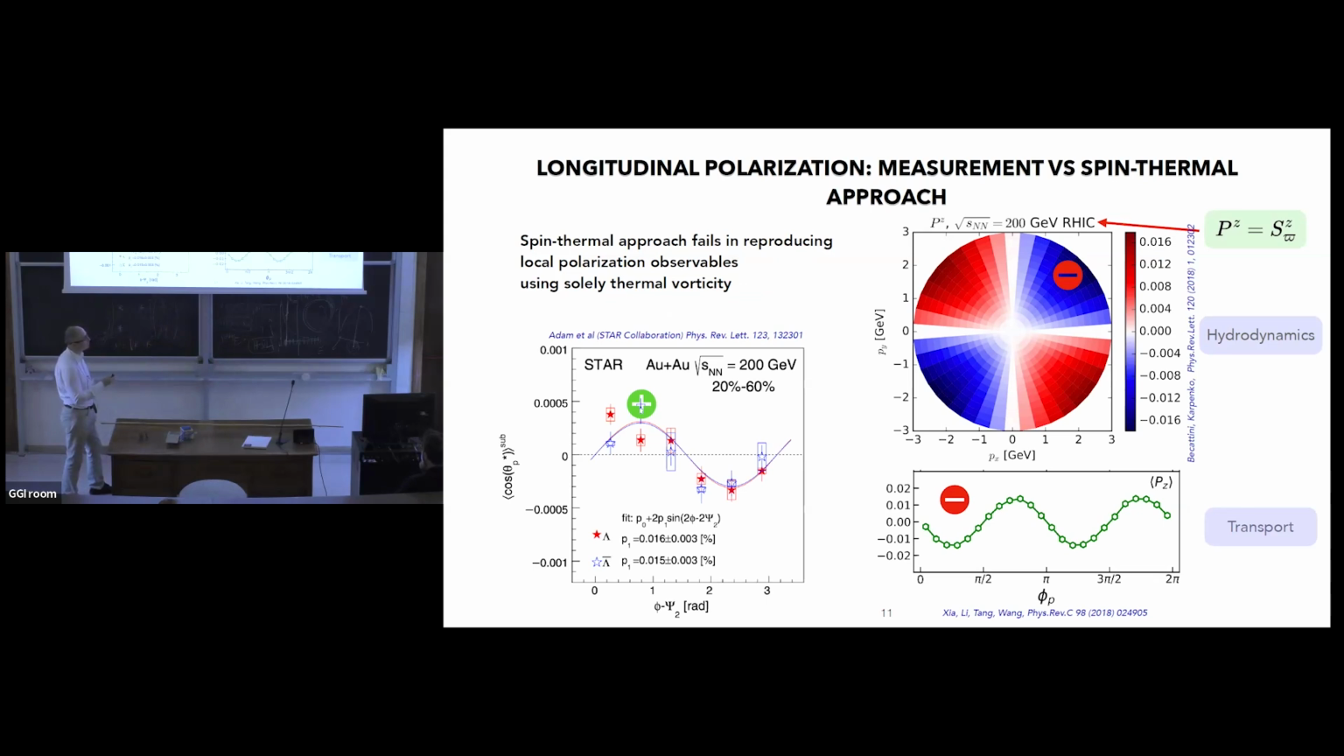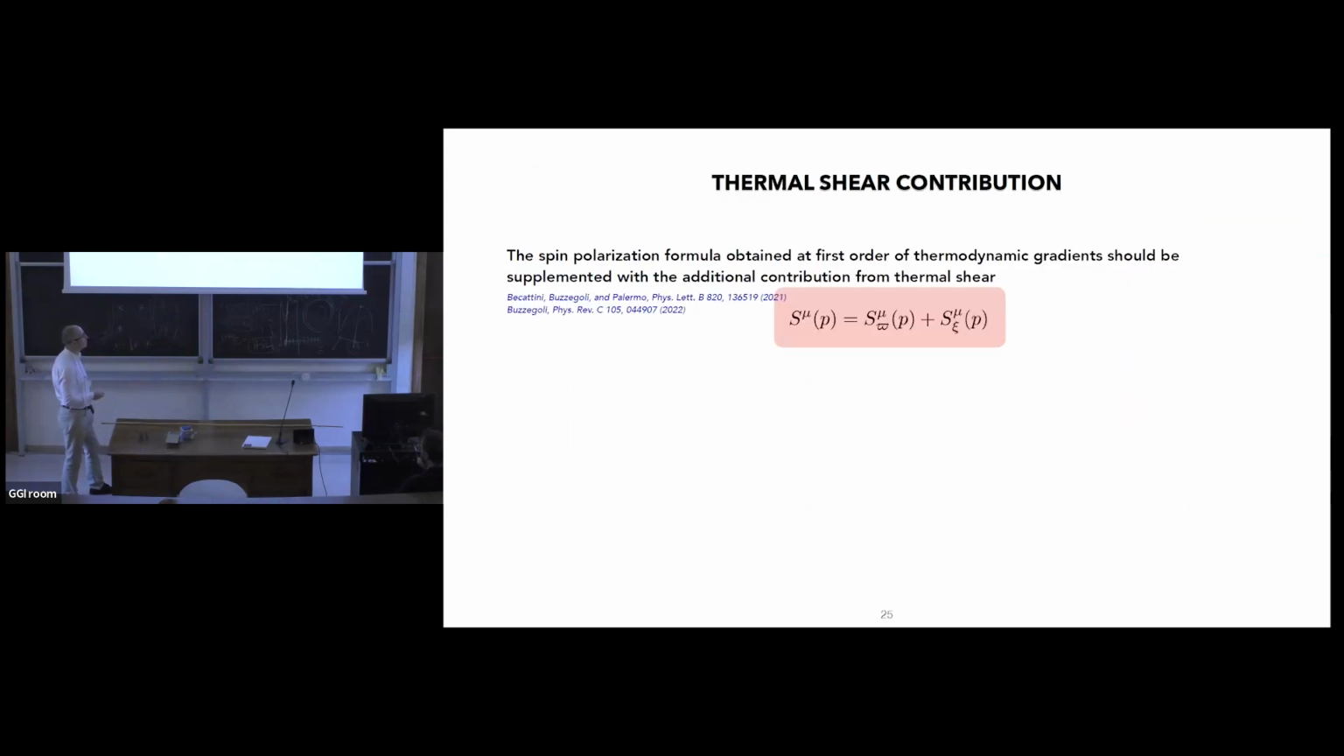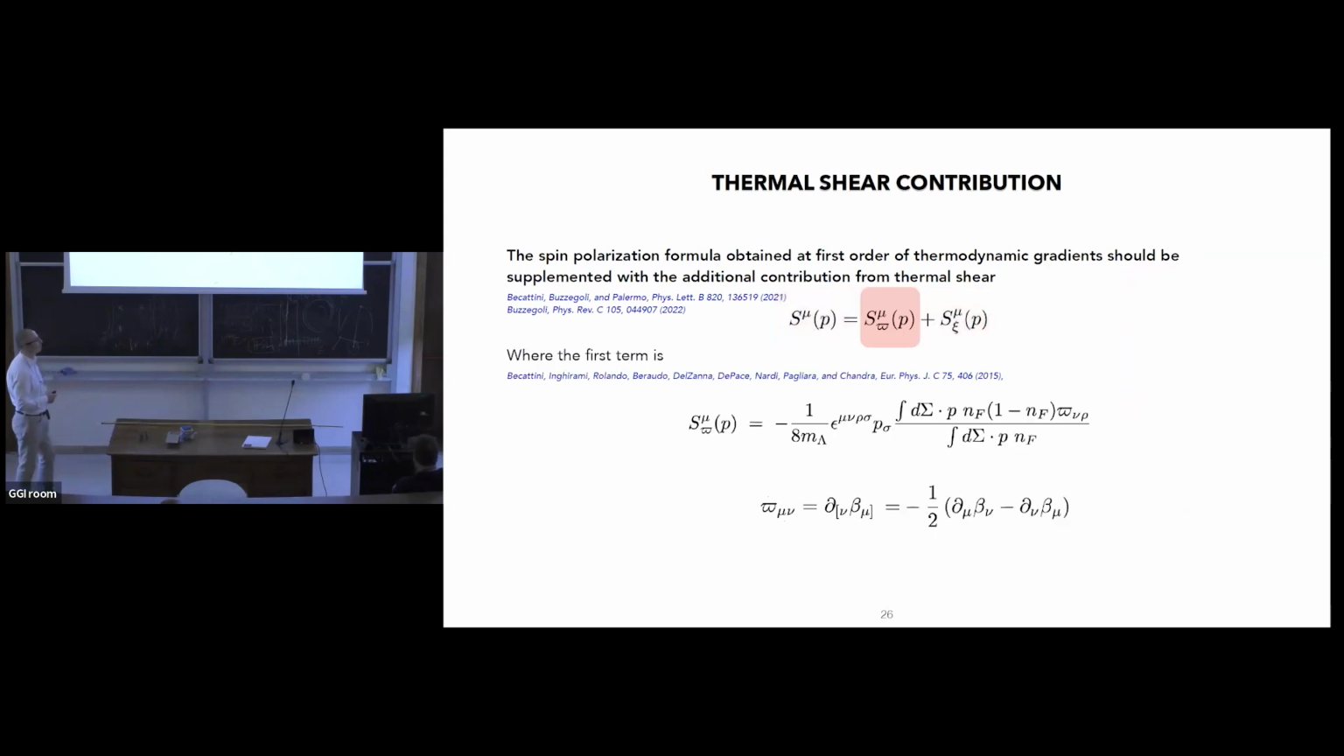So this result was kind of a problem, but then it was proposed that in this initial local equilibrium formula for the polarization of the outcoming particles, there was a missing part, which was related to the symmetric combination of the gradients of the four-velocity, and you should include it to get the proper result.